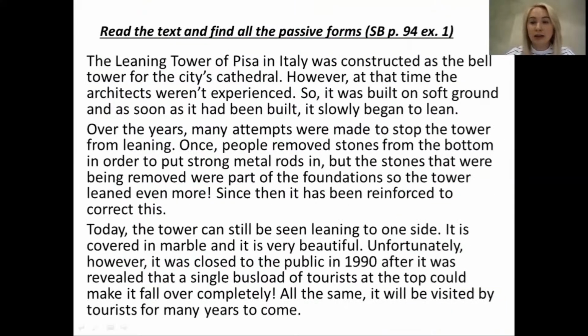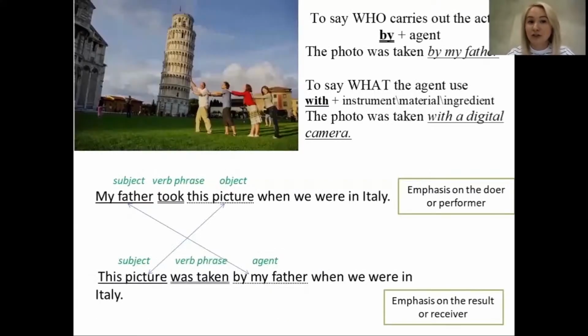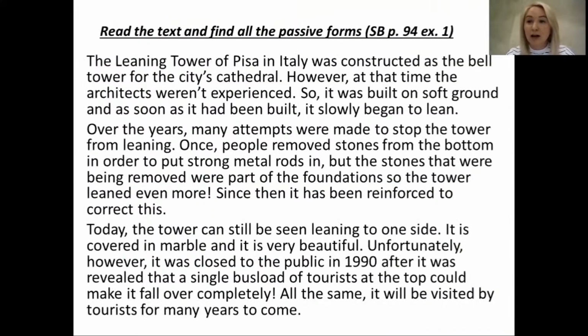Open your student's book at page 94 and look at exercise number 1. There is the text about the Leaning Tower of Pisa. And I hope that you have already noticed this tower in the picture that we discussed recently. Now we will find out some extra information about this tower. While reading this text, I ask you to find and underline or highlight all the passive forms that you can find. I will read this text for you aloud.